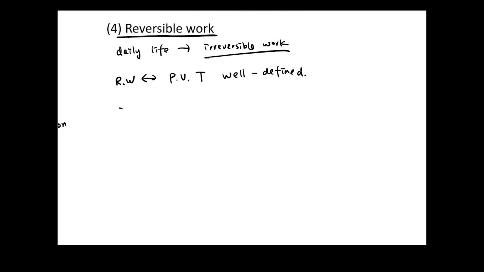For example, previously we said your dW is equal to negative P external times dV. When you have a reversible process, let's just use our piston as an example. Let's say your P system is 2 atm and your P external is 5 atm. Once you let the thing start to evolve, the chamber is going to change its volume and then reach its final state, and this happens in a very short amount of time.